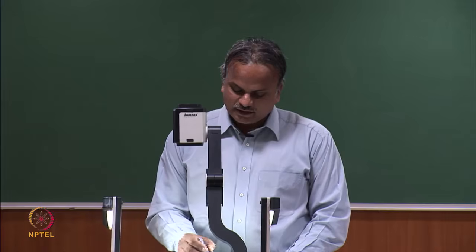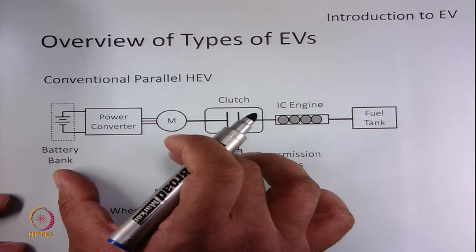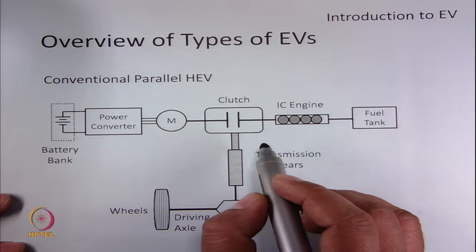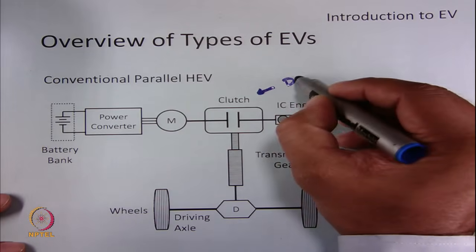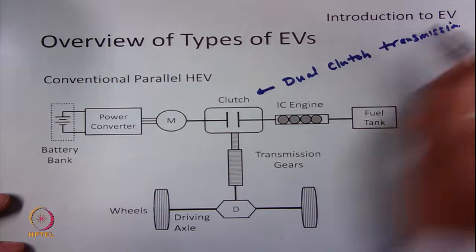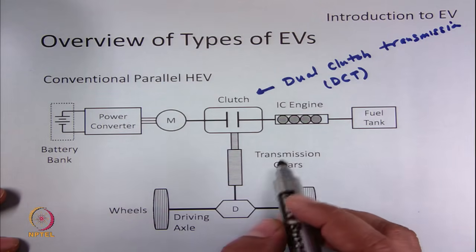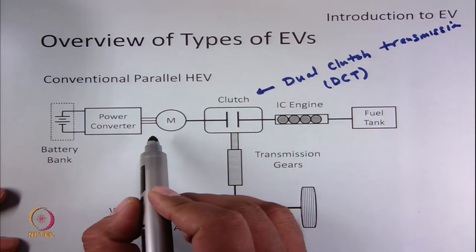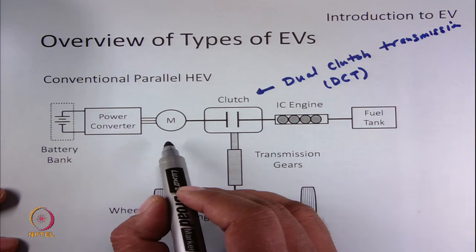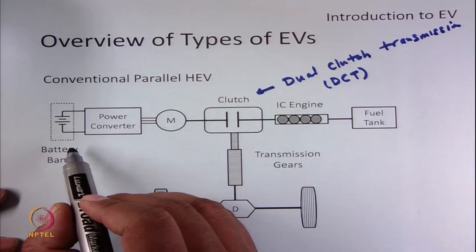This is the configuration of a conventional parallel HEV, where both the IC engine and the battery based electric drive are coupled to the transmission system using a clutch known as dual clutch transmission or DCT. This system offers 3 modes: an IC engine mode alone, an electric motor mode alone, or a combined IC engine and electric motor mode. The electric motor can not only be used to operate the vehicle, it can also be used to recharge the battery during regenerative braking.